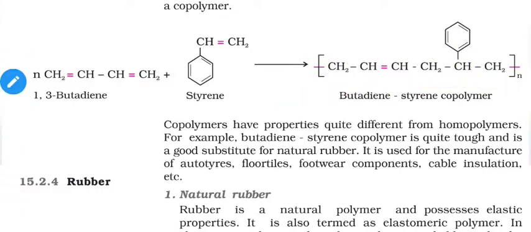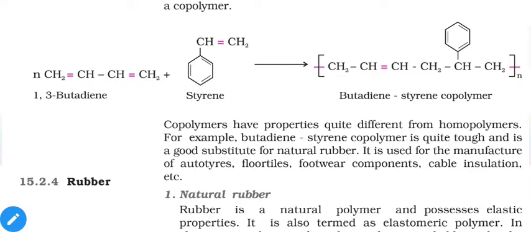Now this type of copolymer has quite different properties from homopolymers. The example given here is a good substitute for natural rubber, and it is used for manufacturing automobile tires, floor tiles, footwear, etc. Now let us move on.